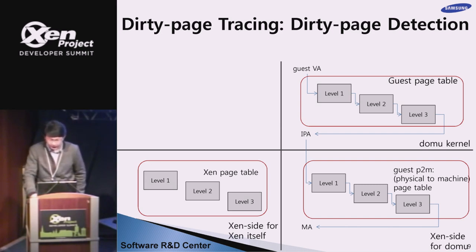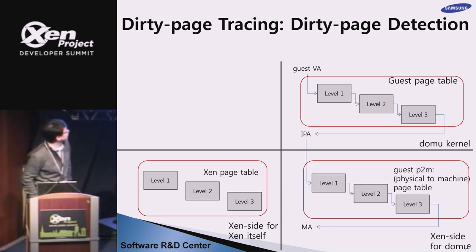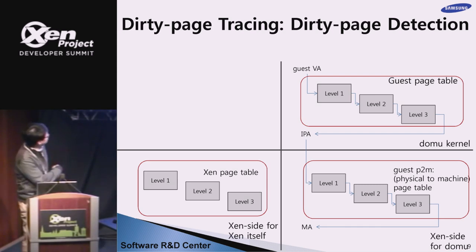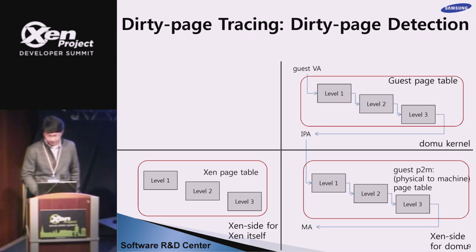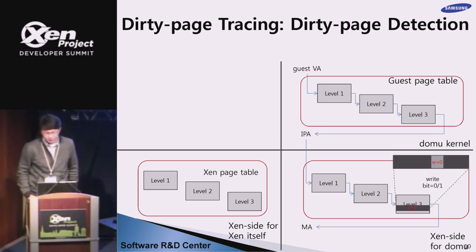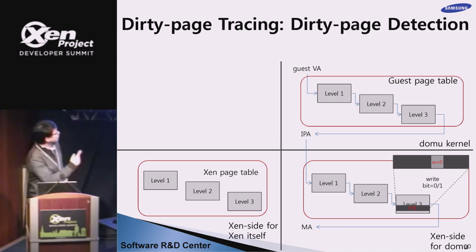And the first, the detection. This slide basically shows the page tables inside Xen ARM. There are three page tables. On the right top is the page tables for the guest, and the right bottom is the P2M table maintained by Xen. And the left bottom is the Xen page table for running the Xen binary itself. And what it does is the following. Whenever the dirty pages process is started, we set all the pages in the P2M table to read only.